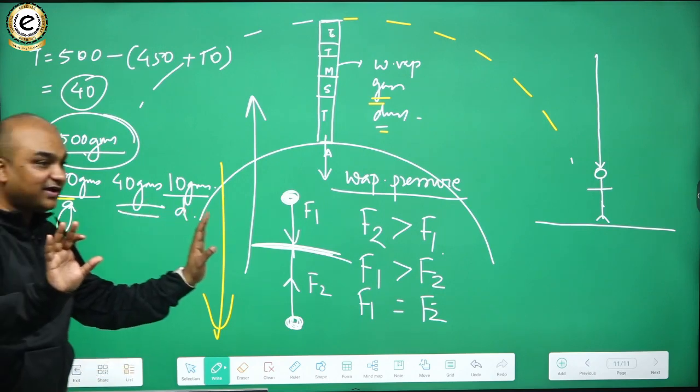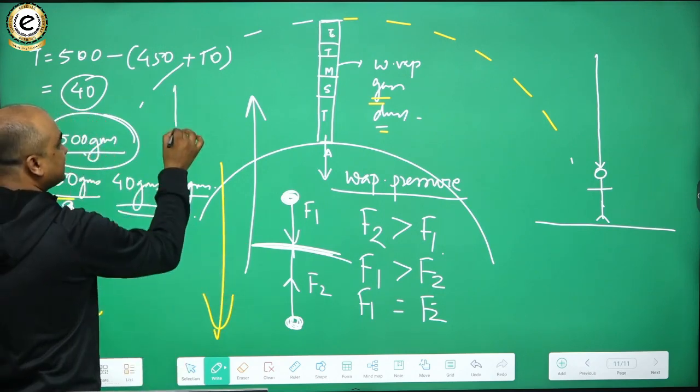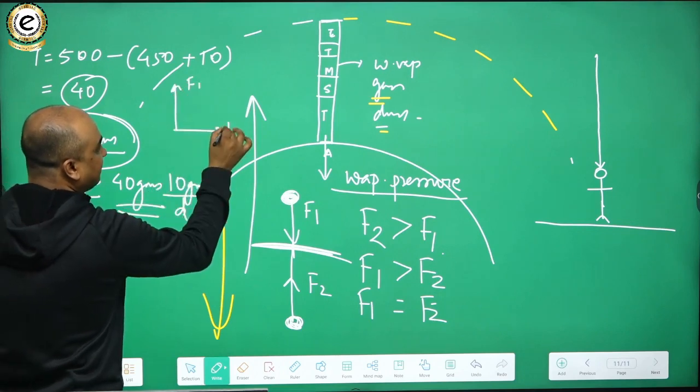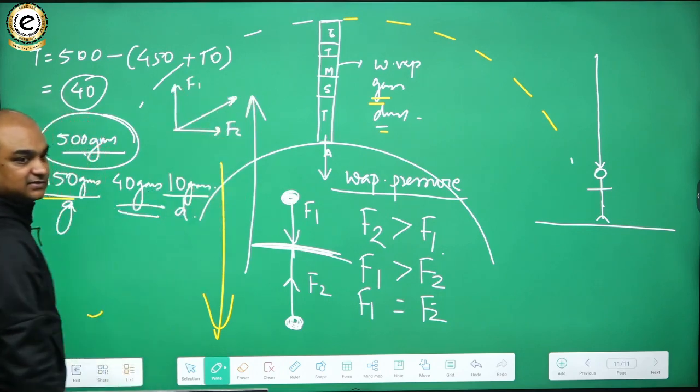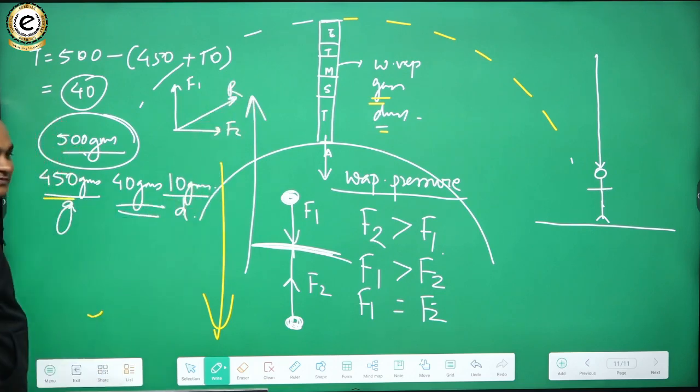You get it? समझ में आ रहा है ना? ऐसे जैसे हम नहीं पढ़ते थे, this is F1, if this is F2, then the resultant force would be like this. This would be the resultant. समझ में आ रहा है ना?